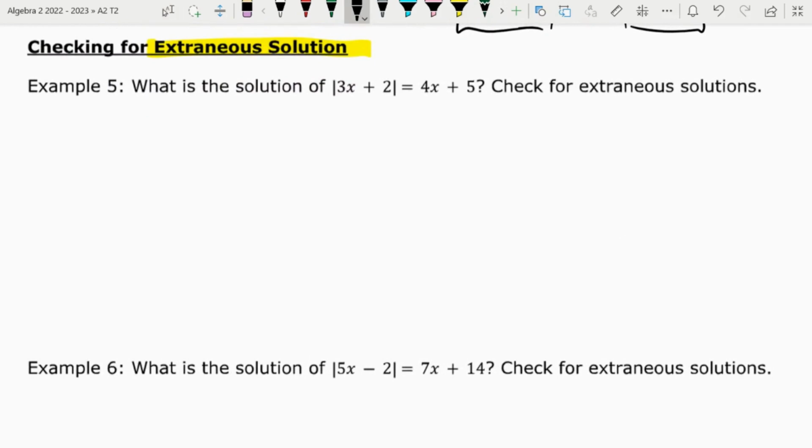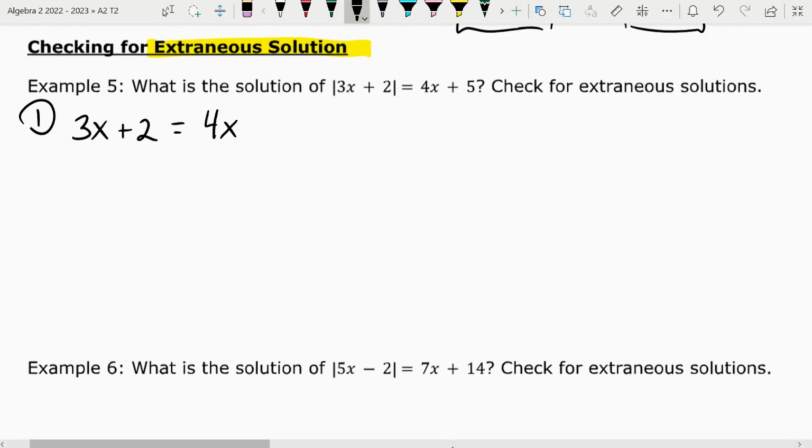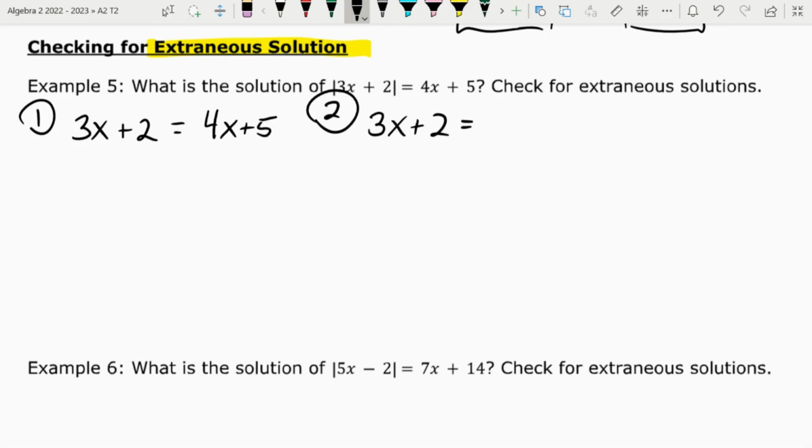Okay, what we have here is an absolute value function. Okay, and we still have 2 scenarios. Scenario 1, either 3x plus 2 is equal to 4x plus 5, or scenario 2, 3x plus 2 would be equal to the negative version of that. So in this case, that would be negative (4x plus 5). Okay, once again, the only difference between these two is that we are making it negative in scenario 2.